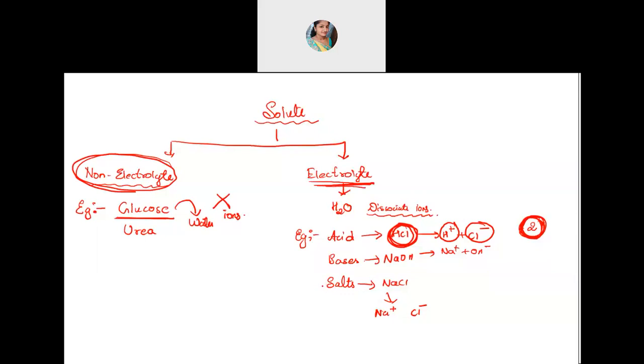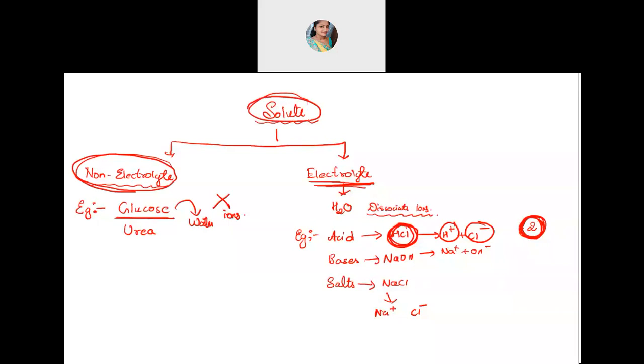Shall I proceed? Is this much clear, what I said? Abnormal molar mass is one which gives you a different value compared to the original one. That means compared to the theoretical value, your experimental value comes out totally different. That happens because of the different types of solutes.